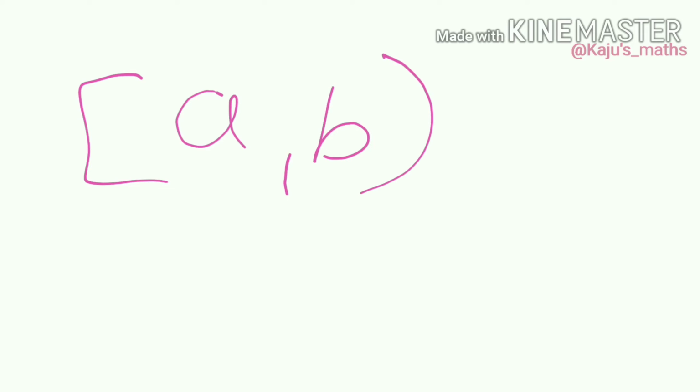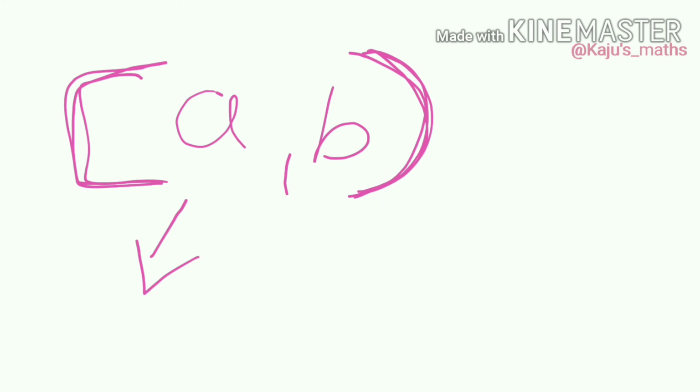This is closed on the left because here we are including a, so if we include a then we take a square bracket. And b is not present, so we are taking a round bracket here. So this is a semi-closed interval. You need to remember, for a semi-closed interval, the first bracket is a square bracket and the closing bracket is a round bracket. This is a very important thing.